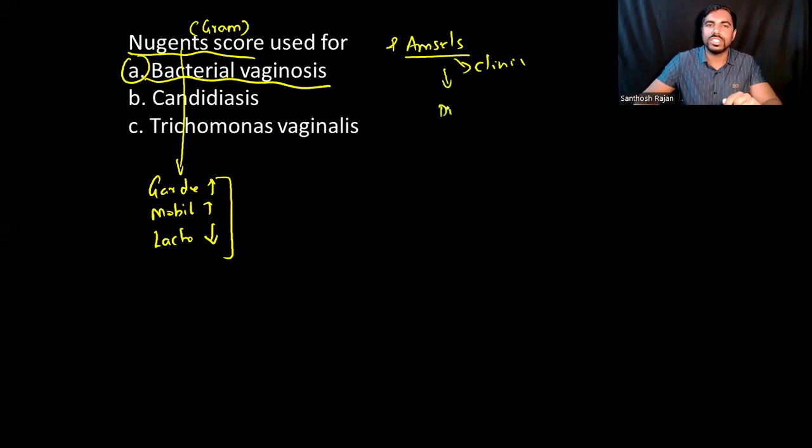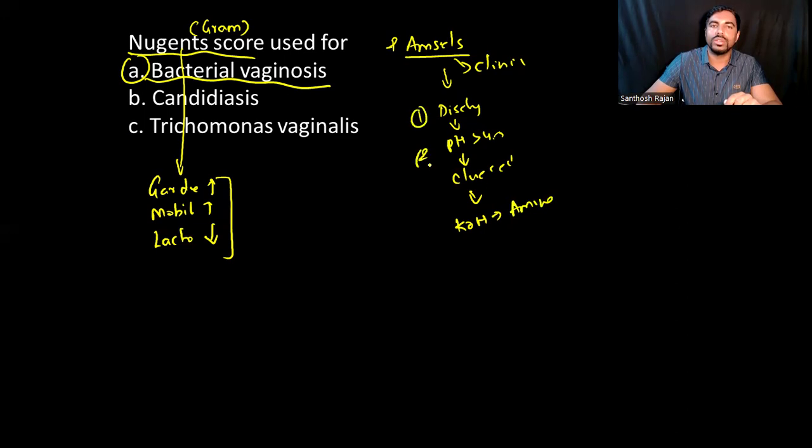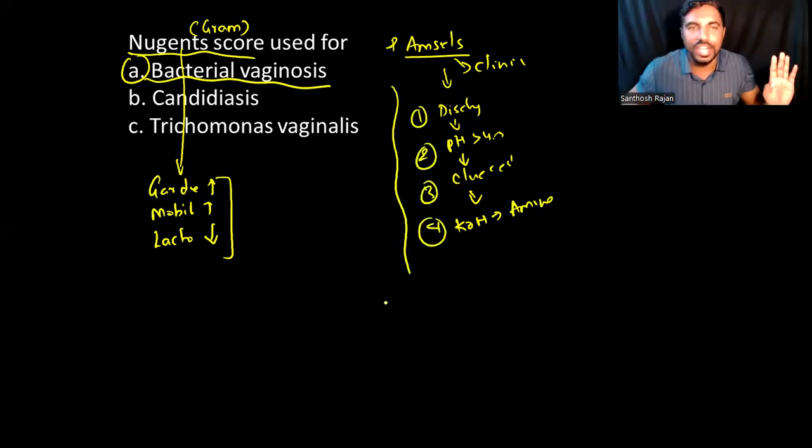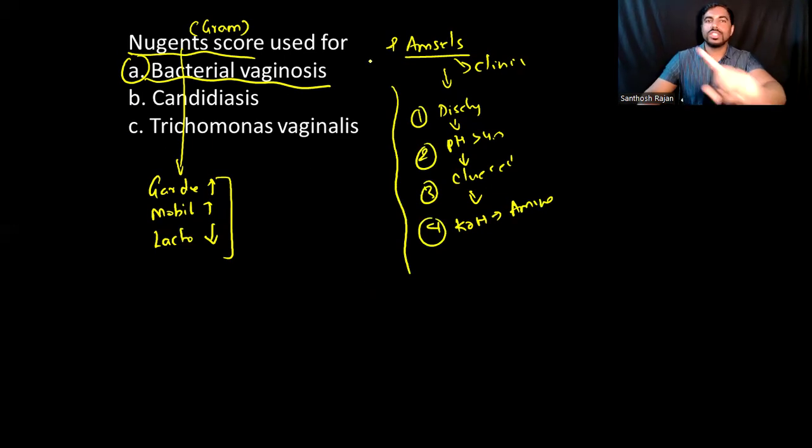Amsel's criteria are based on the discharge: you have a thin, grayish discharge, a pH that goes above 4.5, and you'll see clue cells. And when you add KOH, what do you get? You get this fishy odor, an amine smell. So based on these four criteria, that's the clinical gynecologist's criteria. Okay, that's it. So this is Nugent's and Amsel's answer for this.